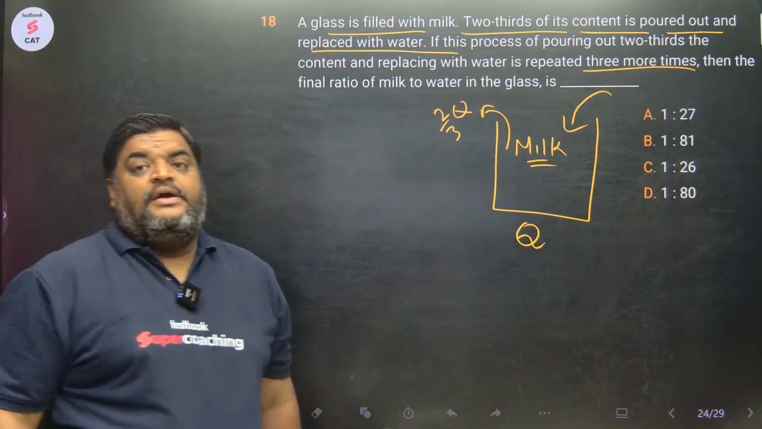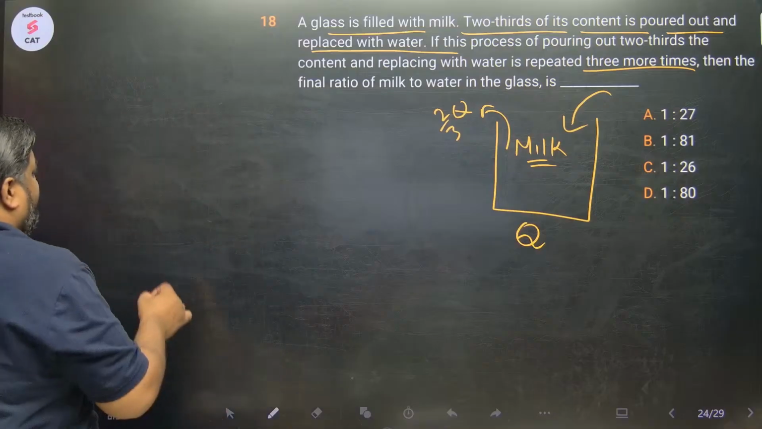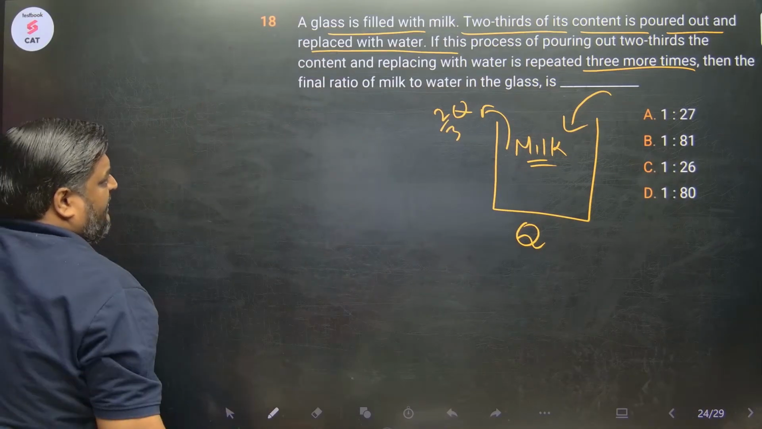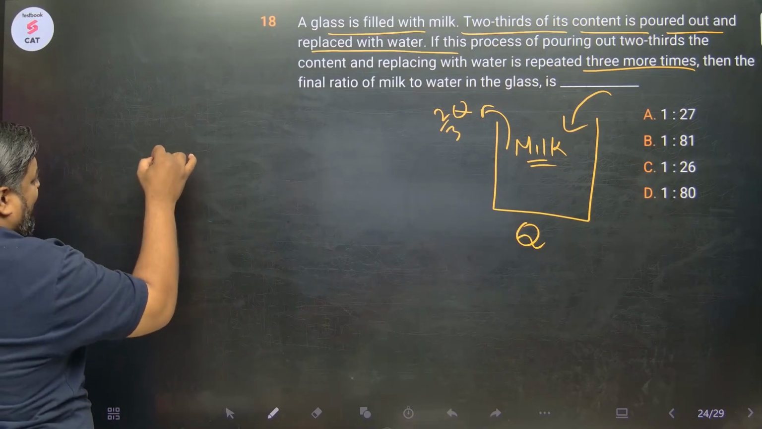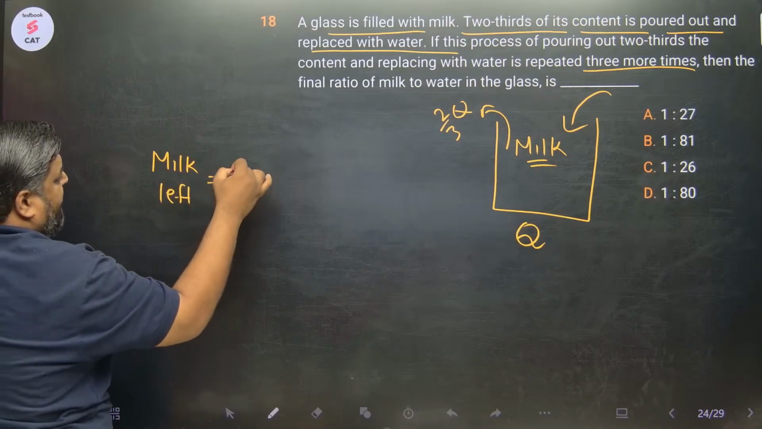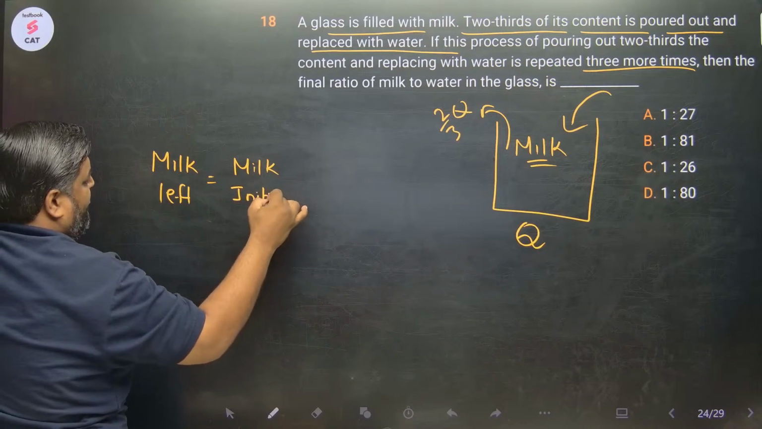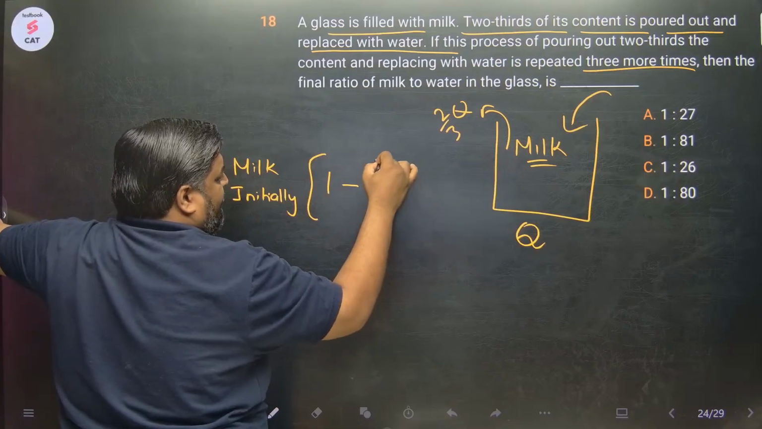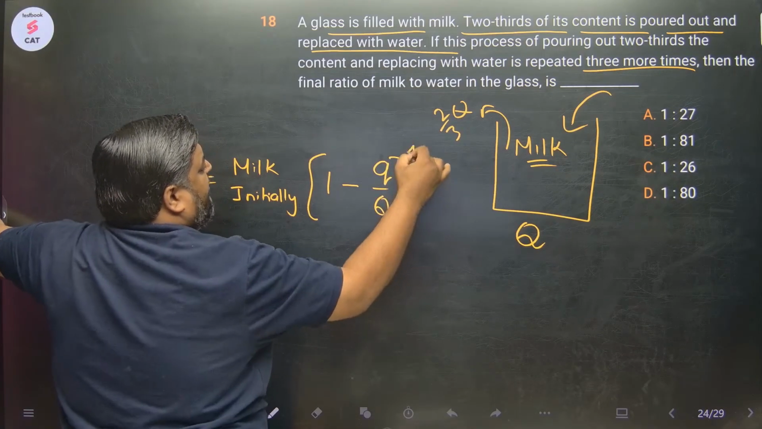मतलब in all it was done 4 times. After 4 times, this is the standard question of removal and replacement, dilution formula use होगा. So after 4 times I can write milk left is equal to milk initially times 1 minus small q upon capital Q, raised to the power 4.